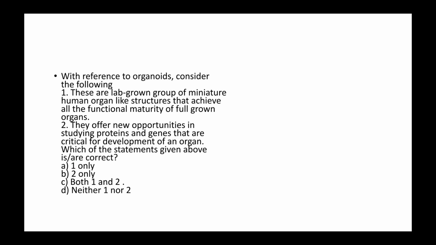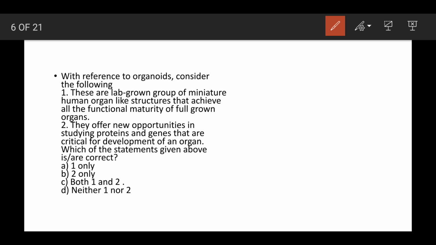Another question, with reference to organoids: consider the following. The first statement is: these are lab-grown miniature human organ-like structures that achieve all the functional maturity of full-grown organs. In this statement, they talk about the definition of the organoid. They say these are lab-grown miniature human organ-like structures that achieve all the functional maturity of full-grown organs. That is an absolutely wrong statement.